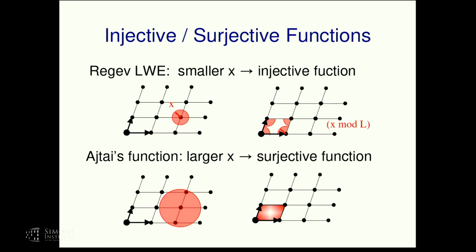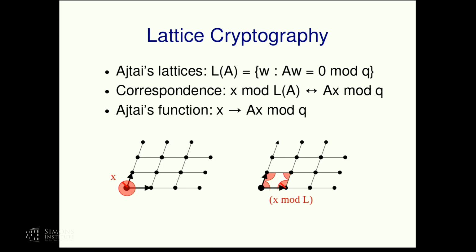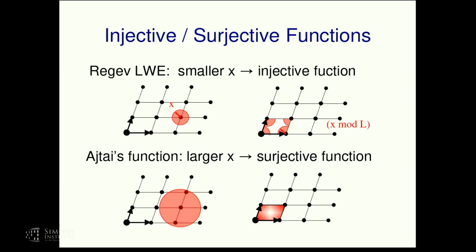Now, this picture is a bit misleading. This is not quite Ajtai's function. You can consider two versions of this function depending on how big x is. If the error vector, the input, is small enough that when you reduce it modulo the lattice the result is always different, then the function is still injective. This is the learning with errors problem introduced by Regev in 2005.